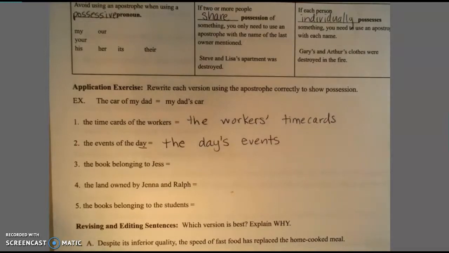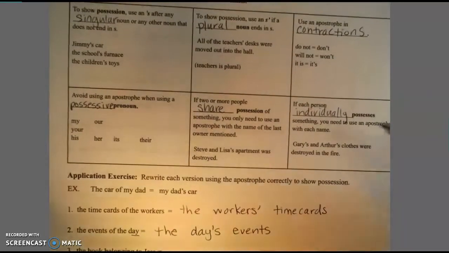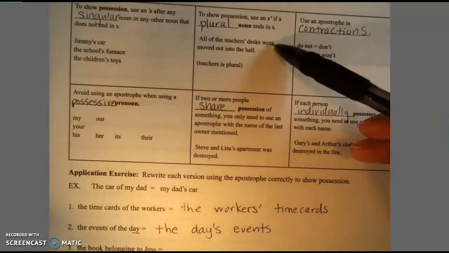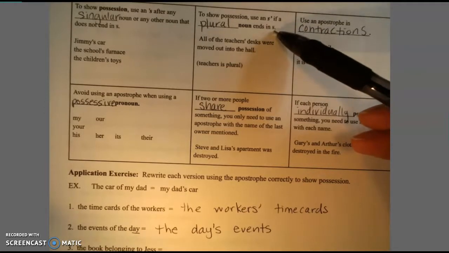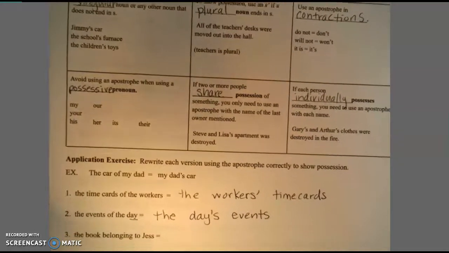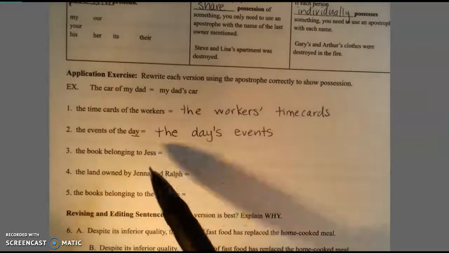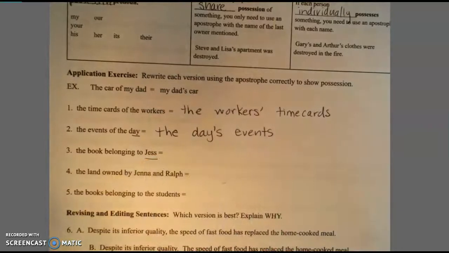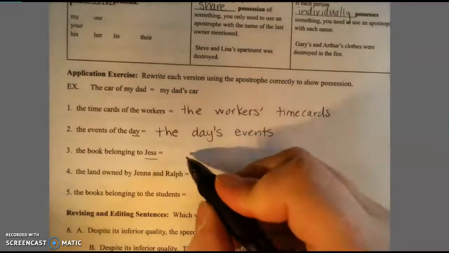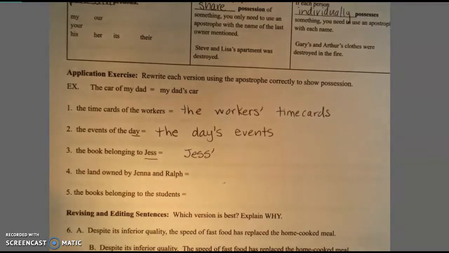Here is where that rule, to show possession, use an S apostrophe if a noun ends in S. The exception to the rule I will show you here. So the word Jess is singular, but it's 2 S's. And so because it already has 2 S's, this one we'll just add an apostrophe, Jess's, because having 3 S's in a row looks really messy.